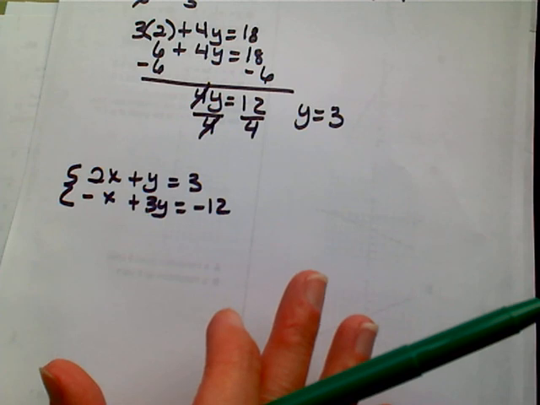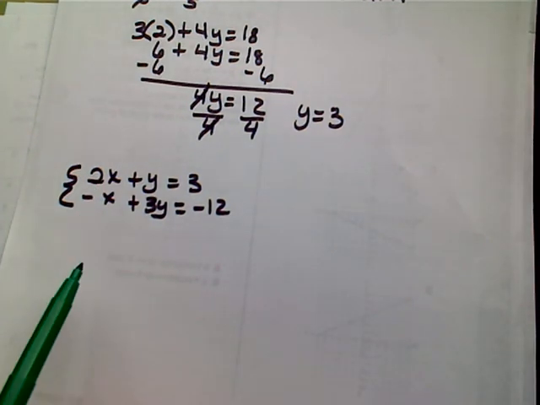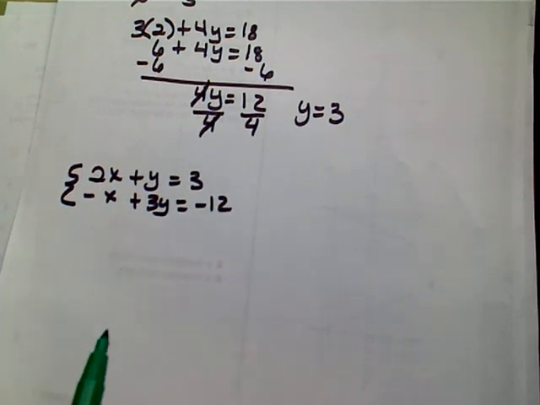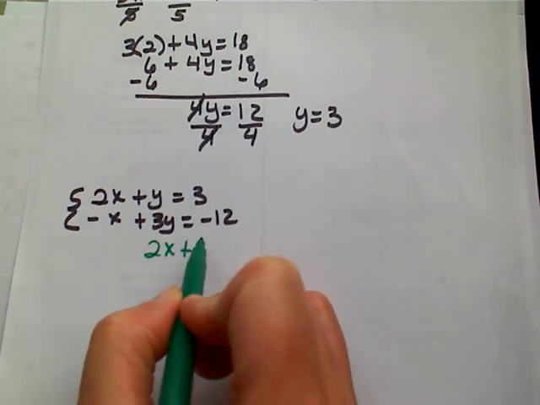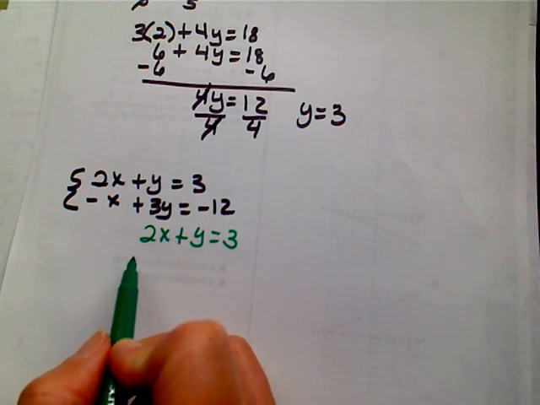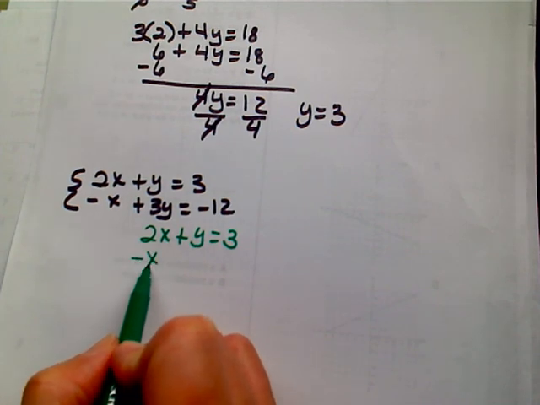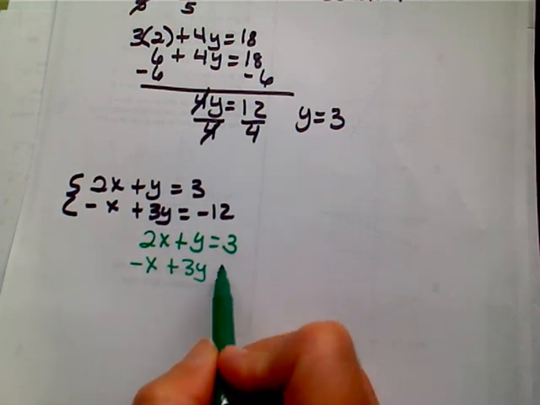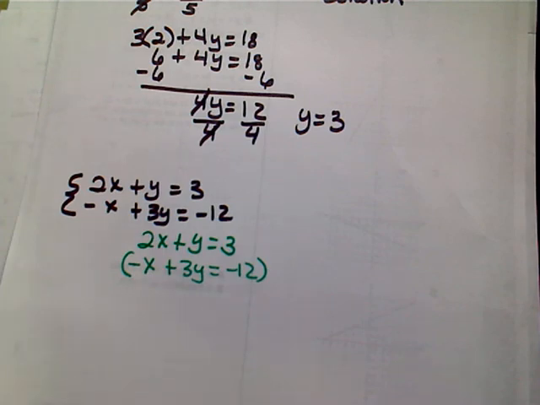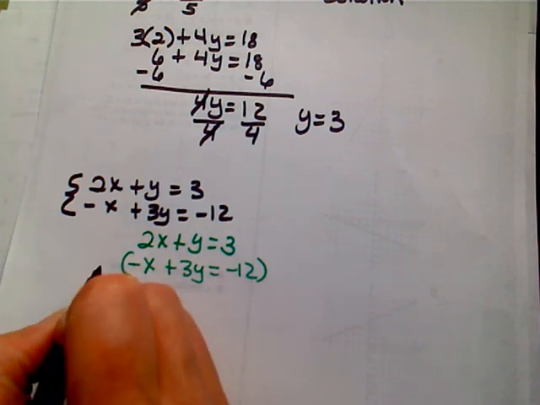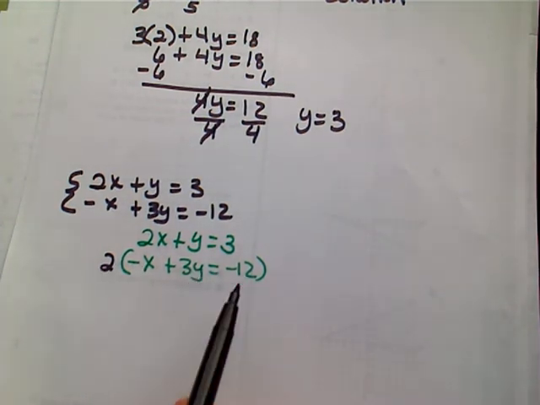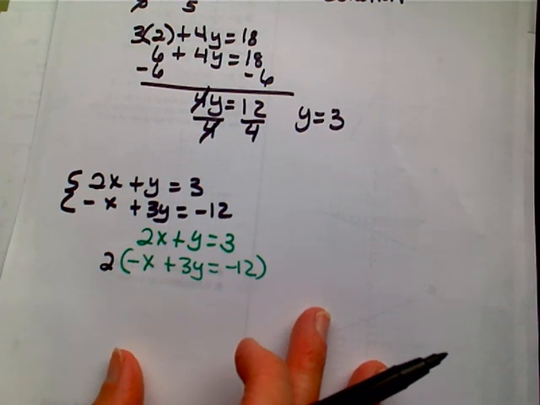So I am going to opt to make this a negative 2x. So I'm going to rewrite my top equation. So I have 2x plus y equals 3. I'm going to take my second equation, my negative x plus 3y equals negative 12, and I'm going to multiply that whole thing by what? What am I going to multiply it by? A positive 2, right? So remember, I have to distribute that 2 to every term inside that entire equation.